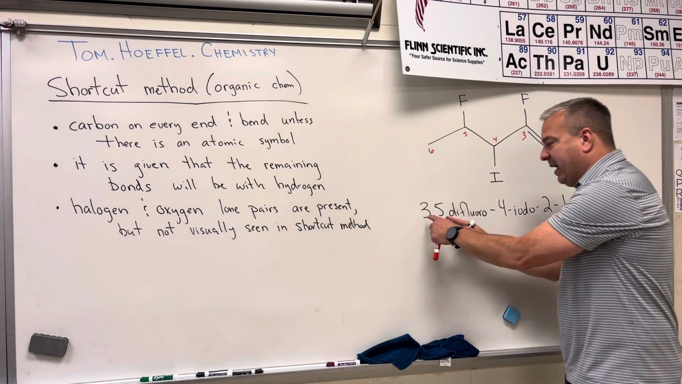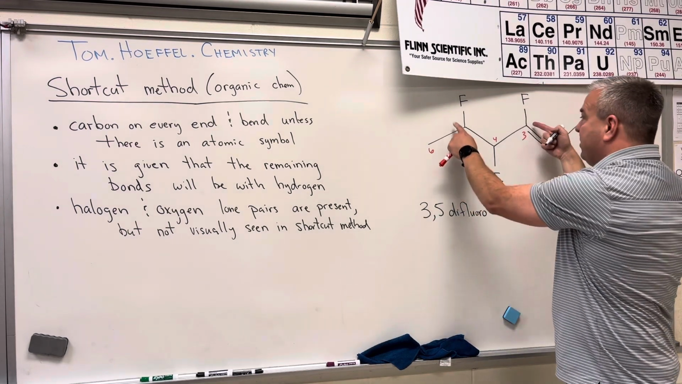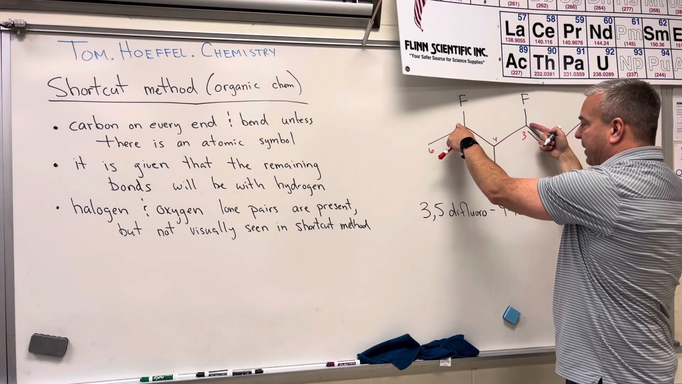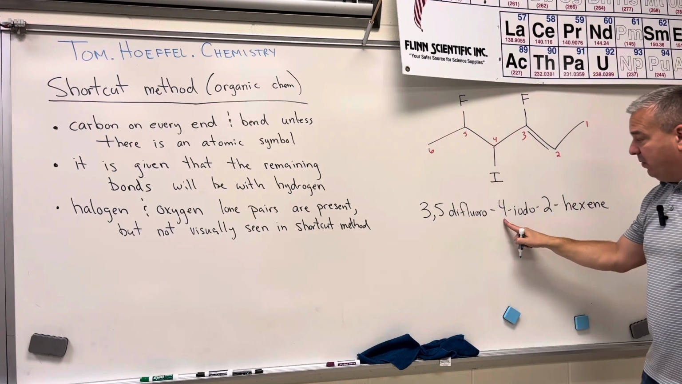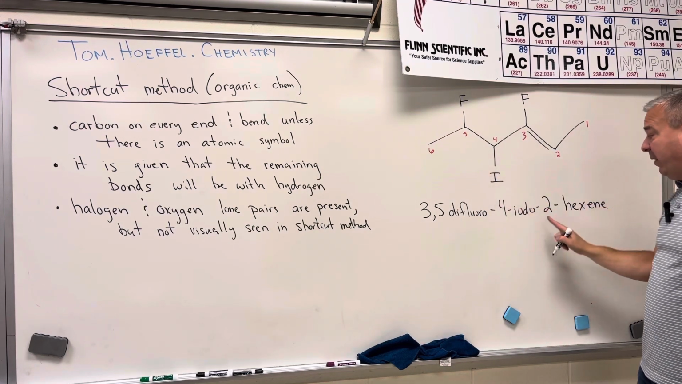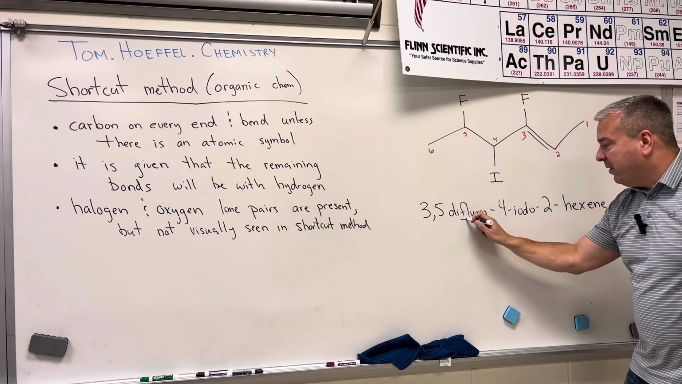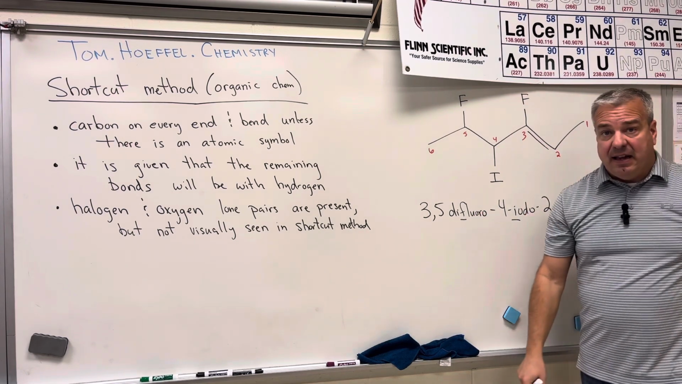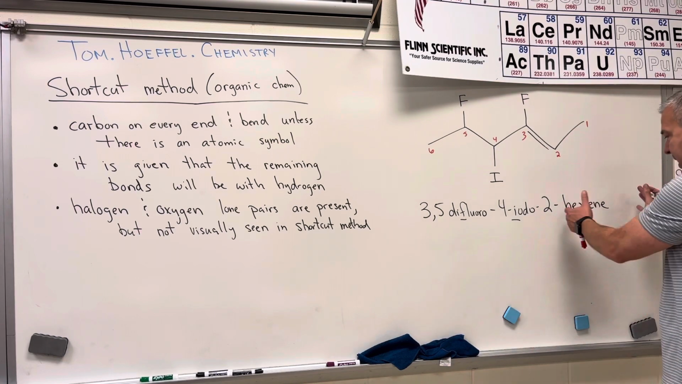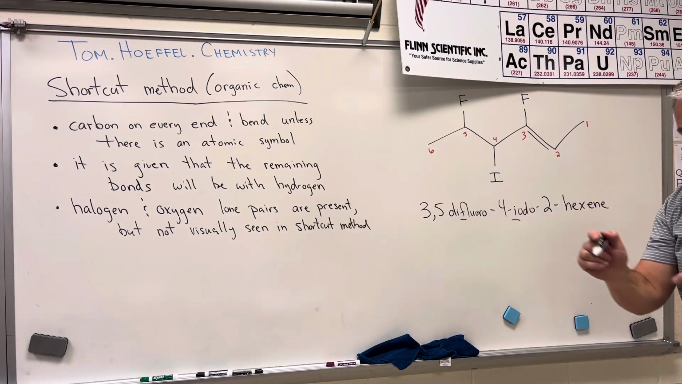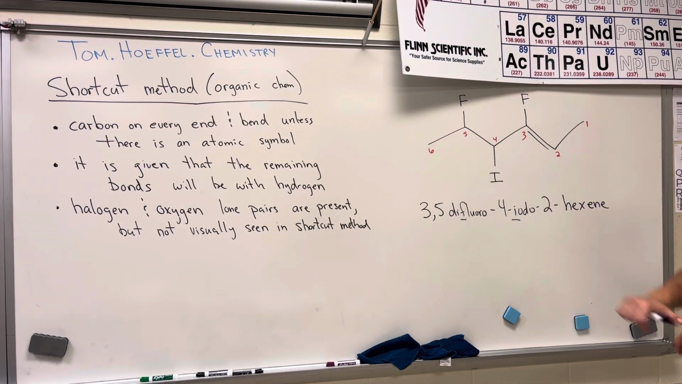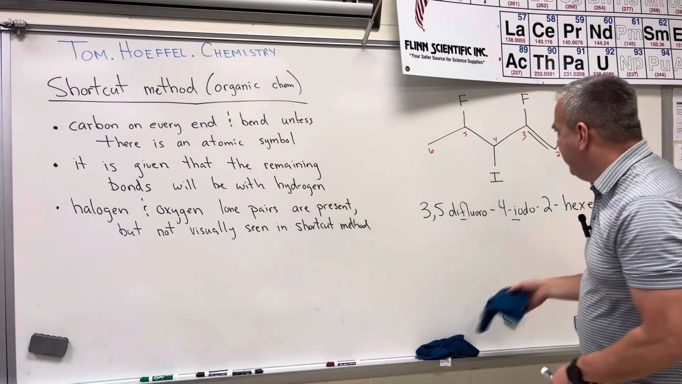As far as the dashes, I'm not concerned about that at all. I just want to make sure we have our addresses, the locations of the fluoro groups on the 3 and the 5, and also the location for the iodo on the 4, as well as the location of the double bond on the 2. And remember, I'm putting my side chains in alphabetical order, and then, of course, the main chain is going to be the last word. So 3,5-difluoro, 4-iodo, 2-hexene. Let's try maybe 2 more.